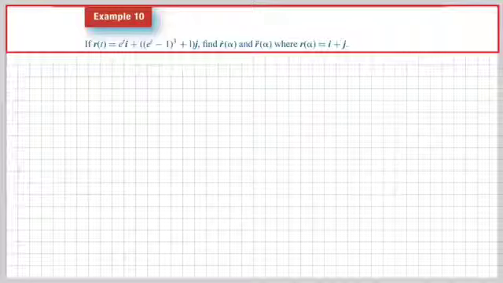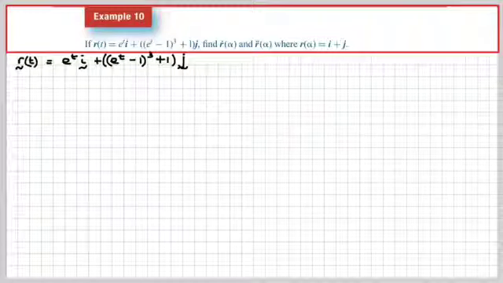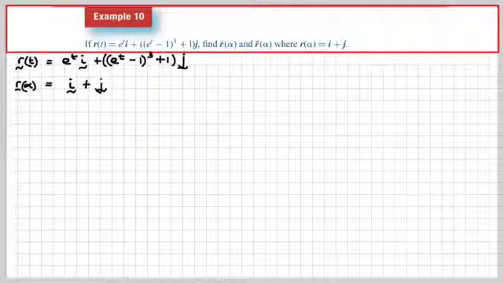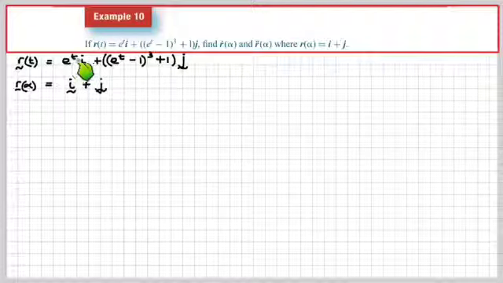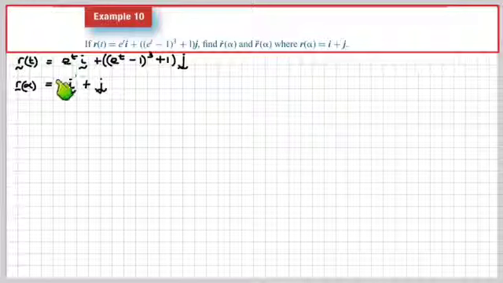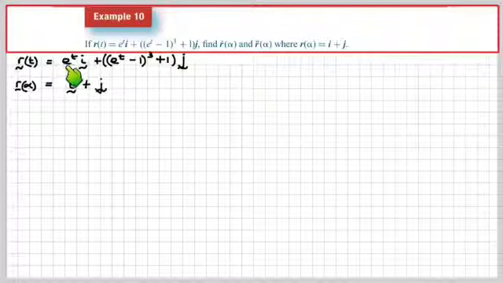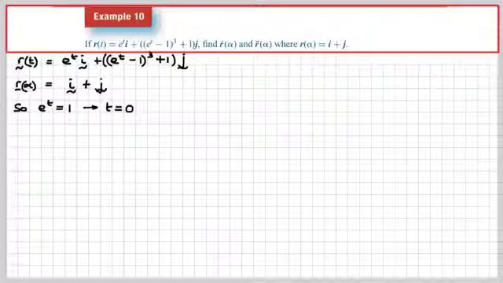Example 10. What's this? Oh, more alpha. Oh yeah, well we know what you're about, Mr. Alpha. We know how to crack your code now. So there's the displacement vector function, and we know that with alpha substituted in, we're supposed to get i plus j. So therefore, it seems blindingly obvious, ladies and gentlemen, that e to the t must equal 1. So we better work out, therefore, t must equal 0. Of course, there you go.